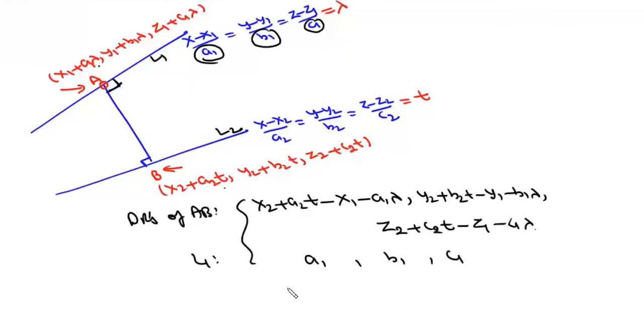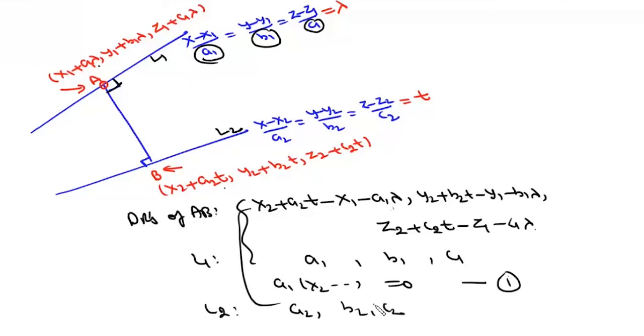Now since AB is perpendicular to L1, their dot product will be 0. So we'll get our first linear equation in lambda and t. And this AB is perpendicular to L2, whose direction ratios are a2, b2, c2. Again, a2 times the first direction ratio plus b2 times the second plus c2 times the third equals 0. We'll get our second linear equation. And when we solve these two linear equations, we'll get the values of lambda and t. So once we have lambda, we can write the coordinates of A. With t, we can write the coordinates of B. And once we have A and B, we can write the equation of this line of shortest distance. So this method is a little lengthy, but still we can find it.